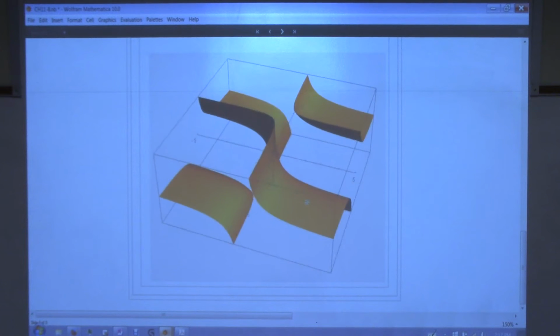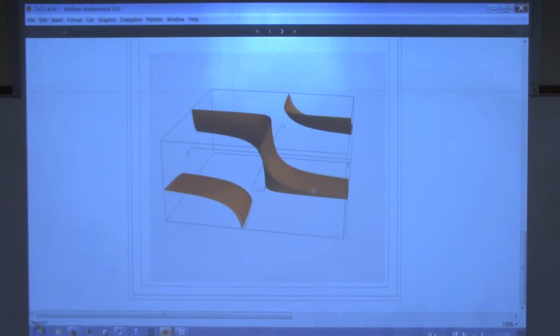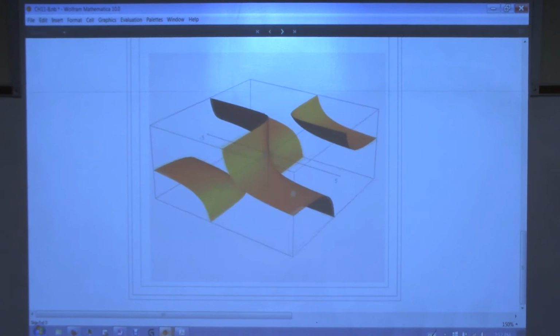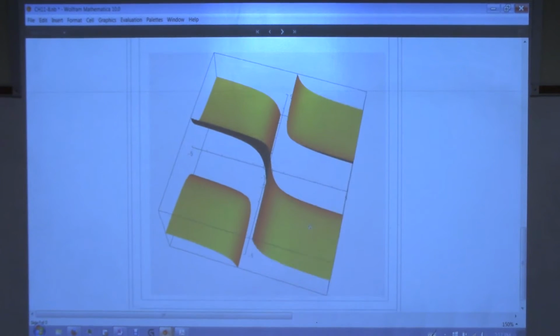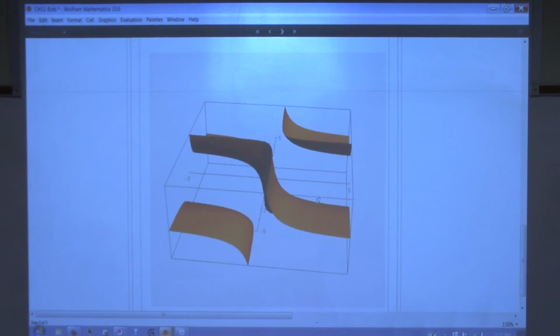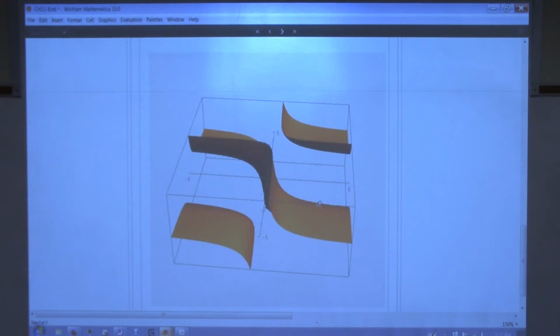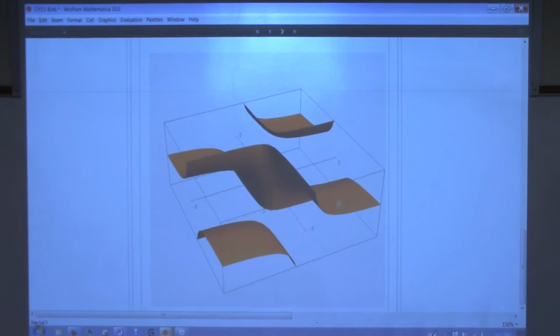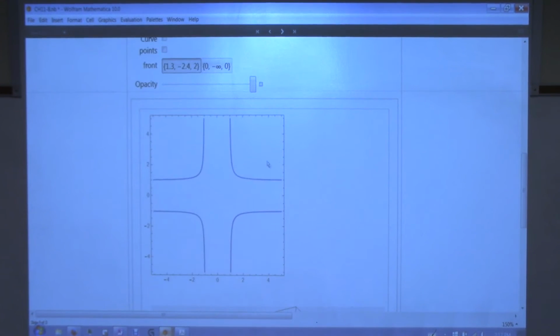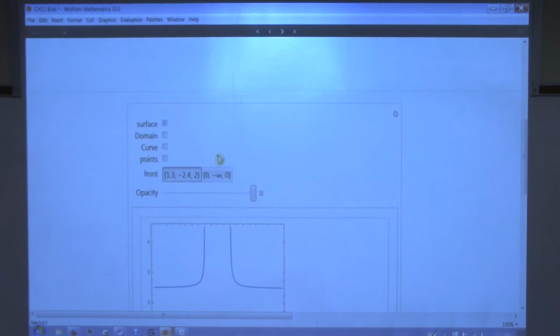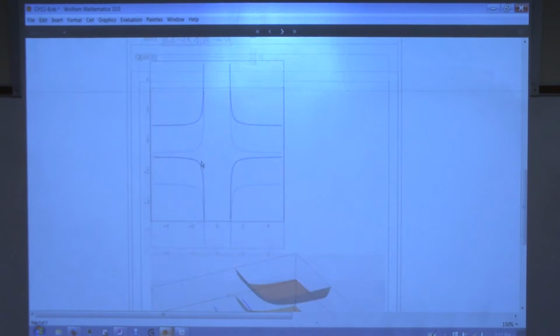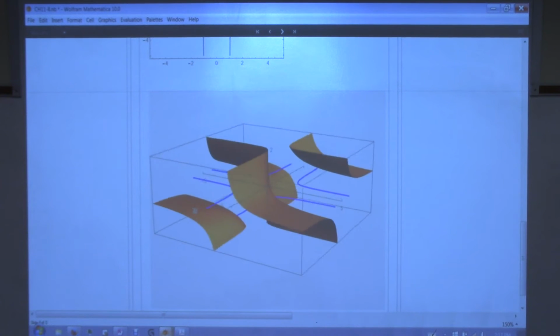This is the surface. Really kind of cool looking, right? X can't be 0, Y can't be 0, right? So the entire x-axis and y-axis are gone in this picture. If I plug in the domain, that's your domain, okay? That's what it looks like. So it's really a cool domain. If I plug it into the curve, there it is on the ground.